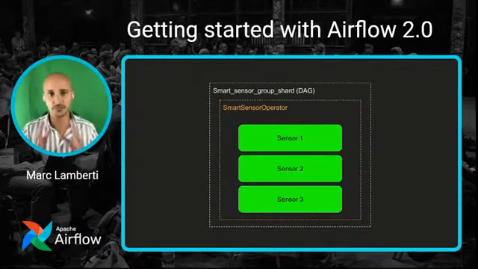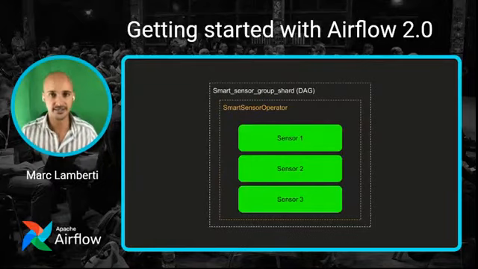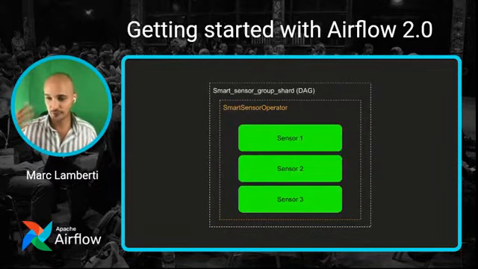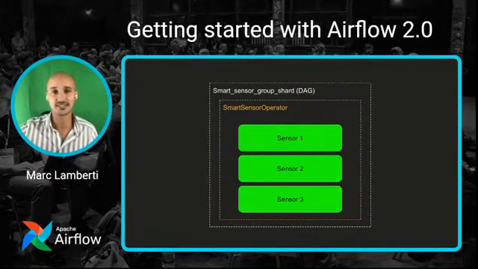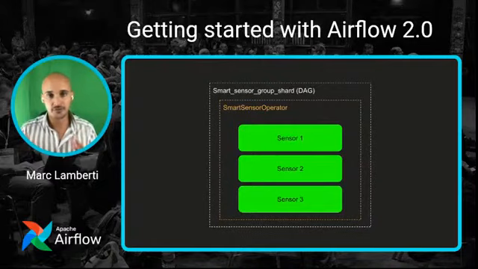So smart sensors are extremely powerful, and you should use them if you have hundreds of sensors. Because I know what you can say right now. You can say, actually, with the sensor, I can use the reschedule mode. And this works. But you have to think about what will happen if you have hundreds of sensors, which can be your case at some point. Well, even with the reschedule mode, you will end up with some troubles. You might end up with deadlocks as well. So that's why smart sensors are really useful if you have hundreds of sensors running in your Airflow instance right now.